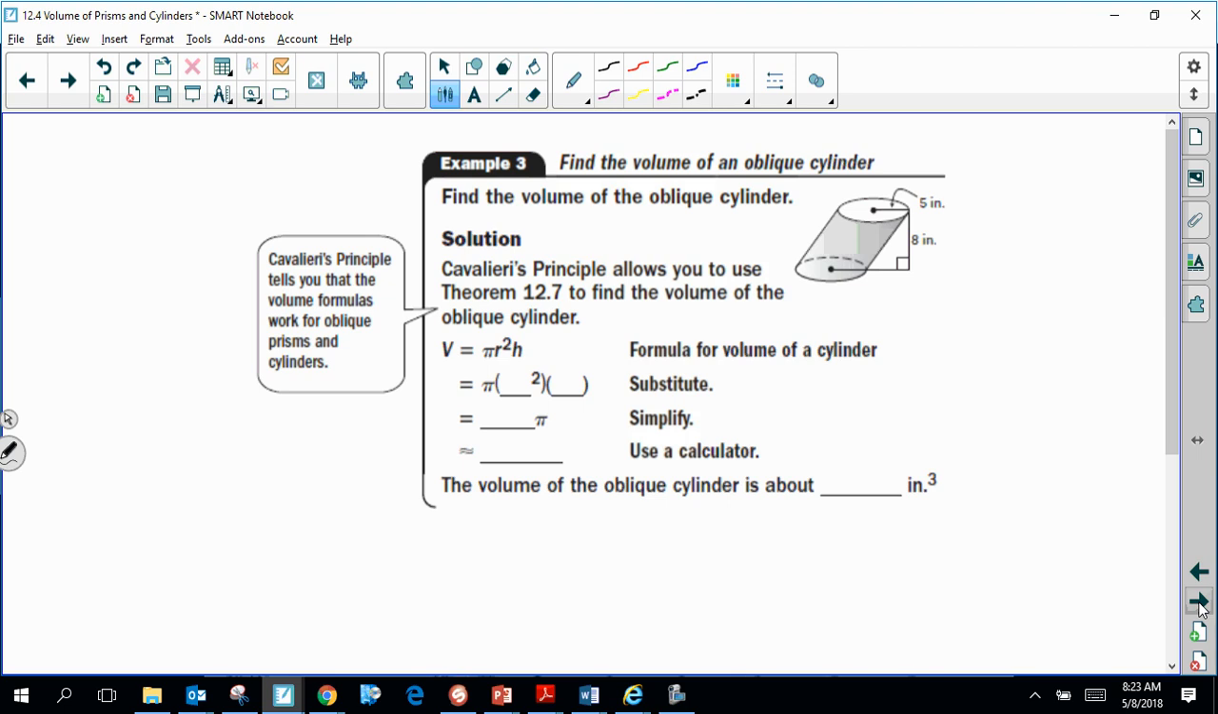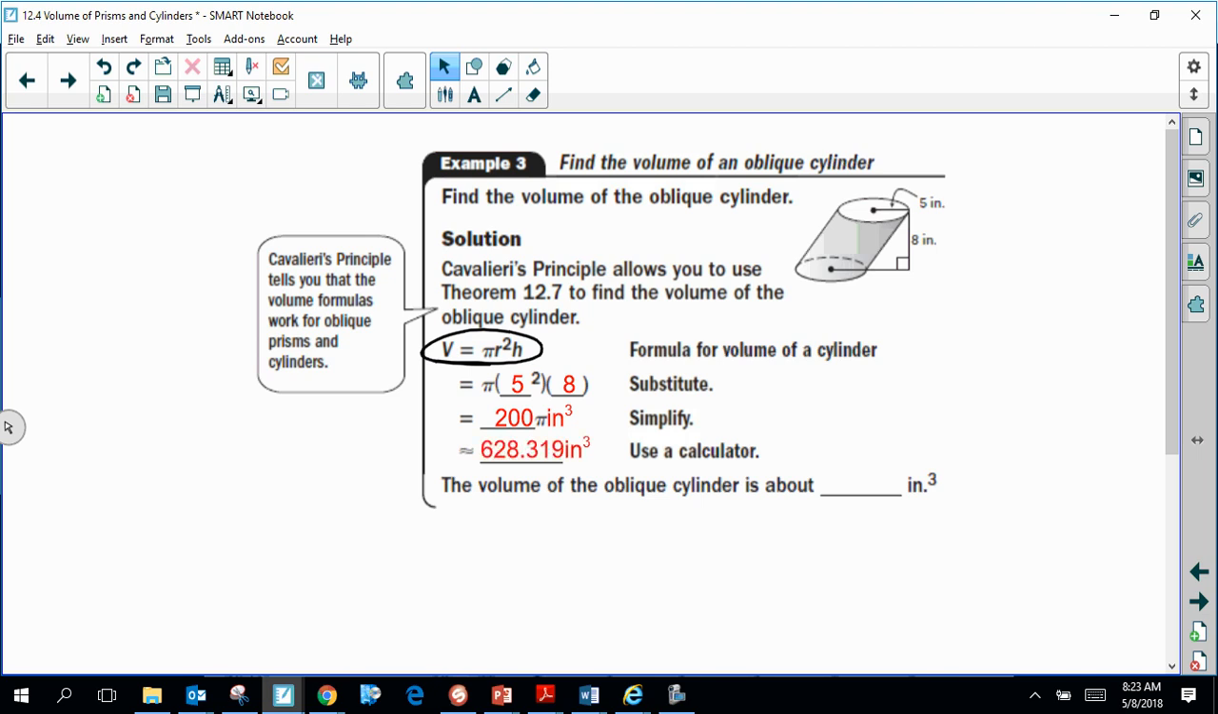So let's take a look at an example. Here we have an oblique cylinder, and we want to know what is the volume of it. Well, it's still a cylinder, so we still use the same equation that says volume is equal to pi r squared times h. Substituting our values into it, we say the radius is 5, the height is 8. Simplifying here would give me an exact value of 200 pi inches cubed, and the approximate value would be about 628. And that's it. You just have to recognize that the height still has to be a perpendicular distance.